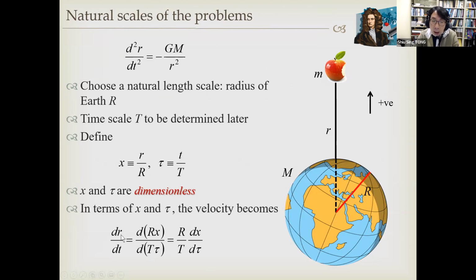And that means the velocity in the usual form is related to the dimensionless velocity dx/dtau by a simple relationship. The real velocity is equal to the dimensionless velocity multiplied by big R divided by big T. So this is the relationship between the two velocities. The one is the velocity maybe in SI unit. The other is the velocity expressed in a certain special dimensionless unit.